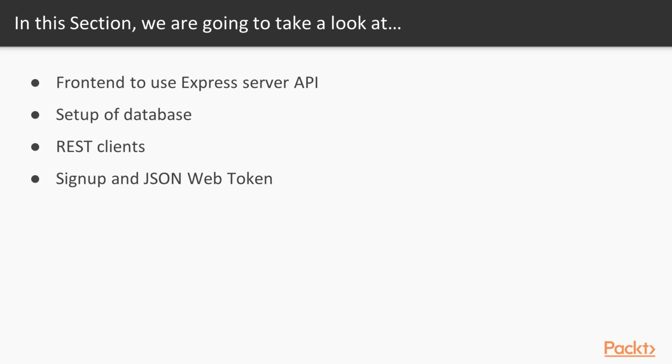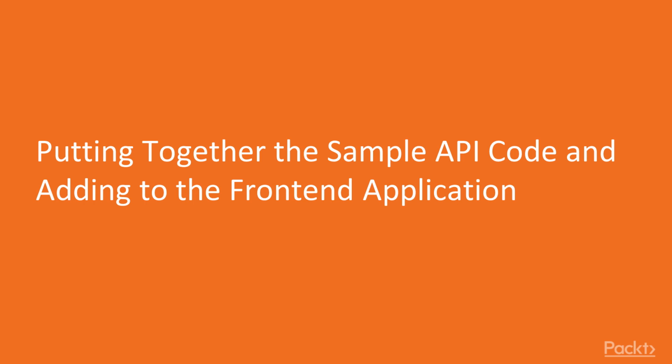APIs. At the end of this section, we will finish our signup module, in which we will allow users to sign up from the front-end application, and our Express.js will generate a JWT token for the front-end to use for validation purposes. In this video, we will be putting together the sample API code and adding it to our front-end application. To achieve that, we will first have to install an Express server.